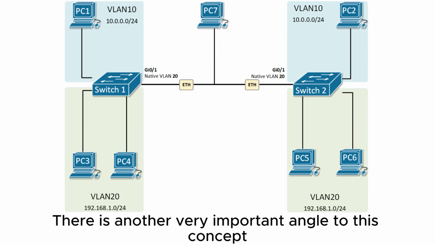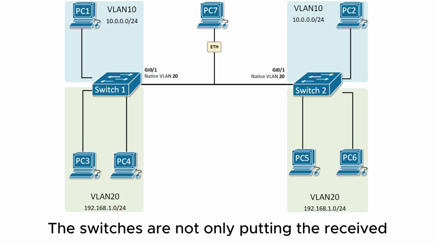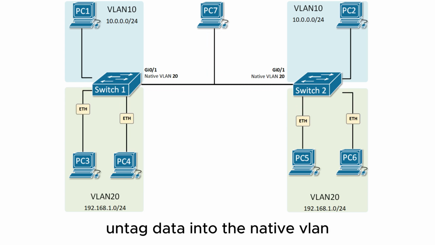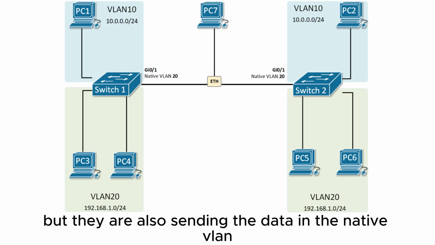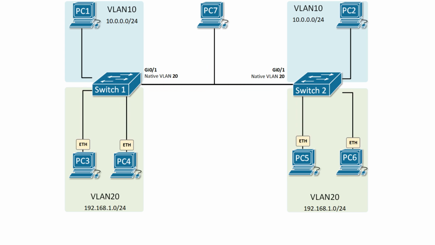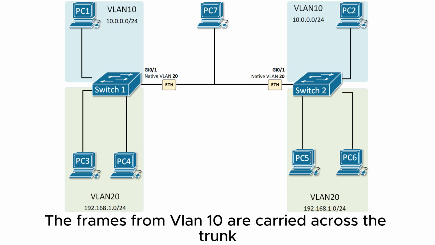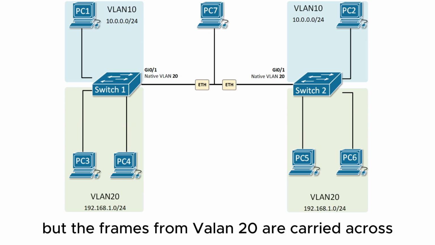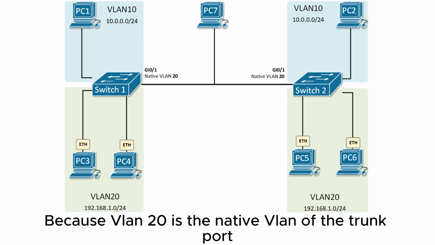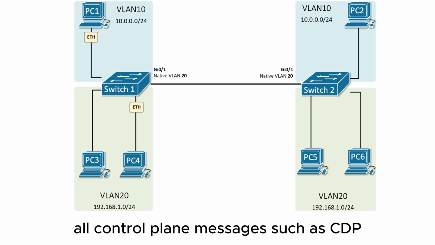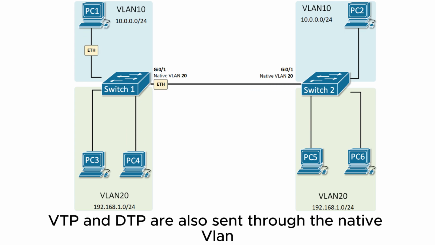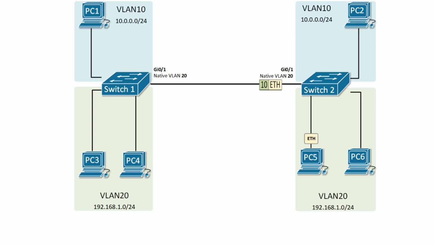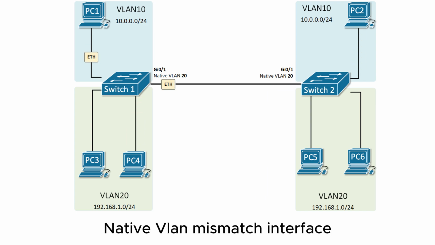There is another very important angle to this concept. The switches are not only putting the received untagged data into the native VLAN, but they are also sending the data in the native VLAN untagged. Look at the example in Figure 3. The frames from VLAN 10 are carried across the trunk with 802.1q headers, but the frames from VLAN 20 are carried across untagged because VLAN 20 is the native VLAN of the trunk port. All control plane messages, such as CDP, VTP, and DTP, are also sent through the native VLAN, i.e. untagged.